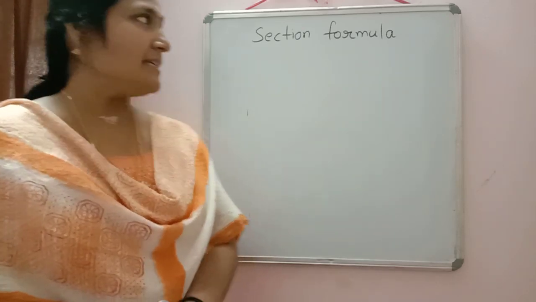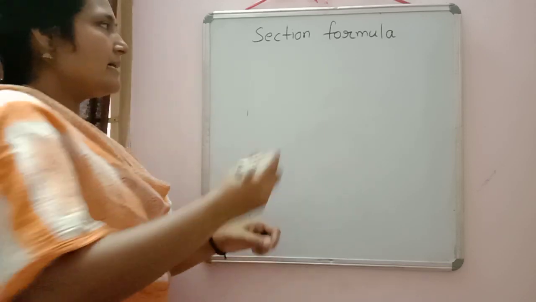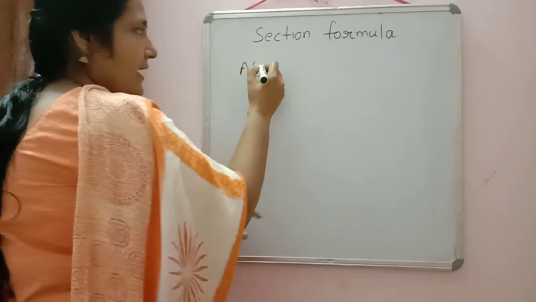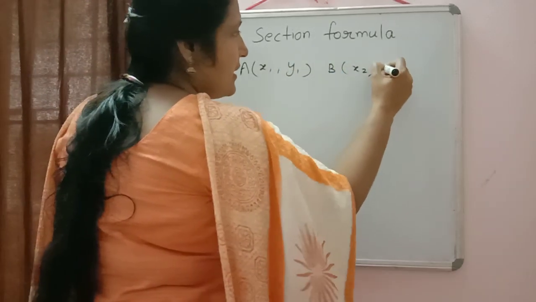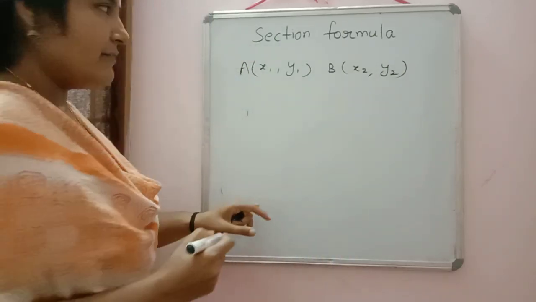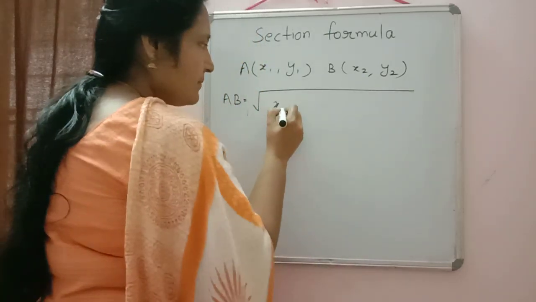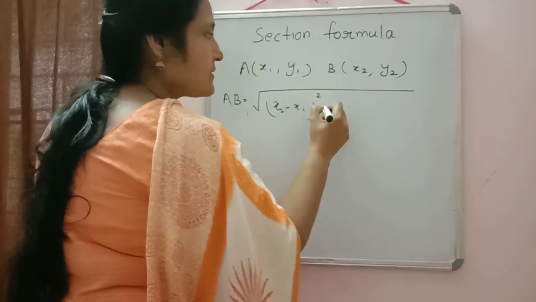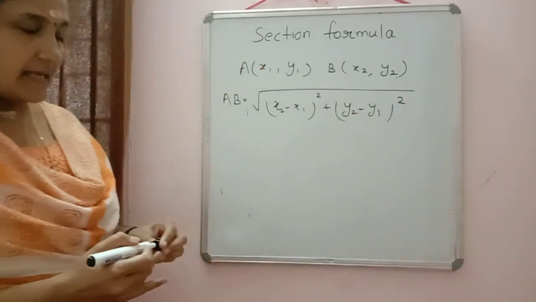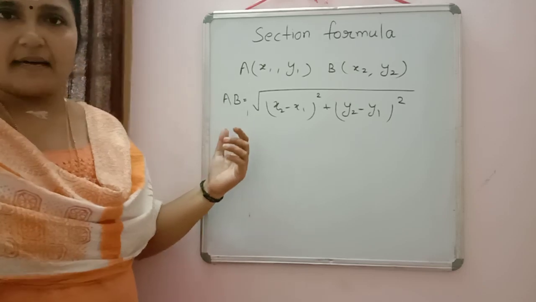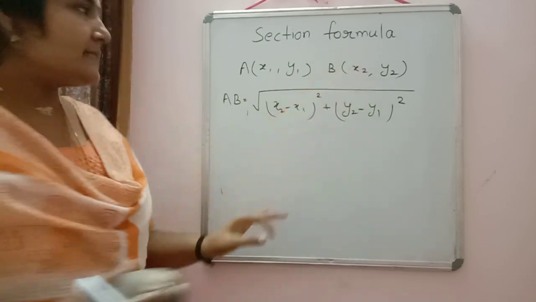In the previous class we studied about the distance formula. What we studied is that the distance between any two points A (x1, y1) and B (x2, y2) is given by AB equal to the square root of (x2 minus x1) the whole square plus (y2 minus y1) the whole square. This concept we studied in the previous class. Now in this class, what will we study? We will study about the section formula.